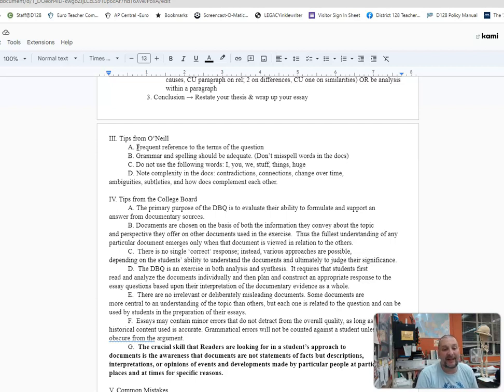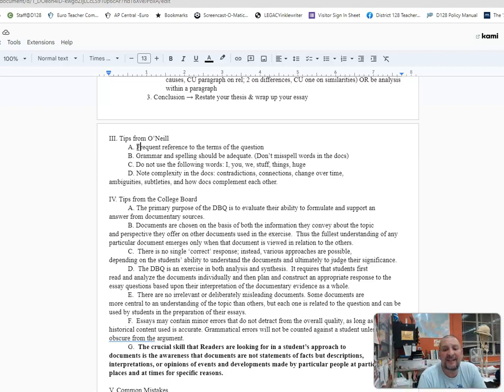Your grammar and spelling should be accurate, should be adequate. It doesn't have to be great. It doesn't have to be perfect. Don't misspell words that are in the documents. Don't misspell common words and names, but it doesn't have to be perfect. The readers are reading this really fast. Don't use the following words. Don't say I, you, we, stuff, things, or huge. You just sound not smart, and you are smart, so let it come across.